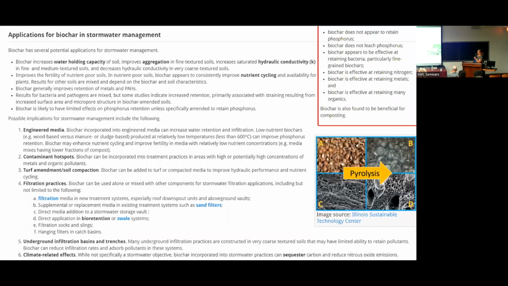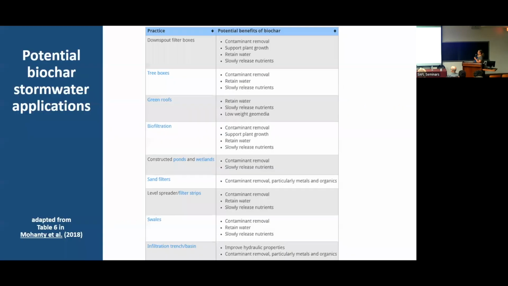I just scrolled down to the applications for biochar in stormwater management. I'm not going to go through all this information. Again, this is based on literature review, lots of science and research from folks in the room and others. And of course, this is a continually evolving resource too, so we always try to incorporate new information when it comes out and we feel comfortable with it. I'm going to continue scrolling down to highlight the table we've put together here regarding specific stormwater practices and how biochar can be used, or the benefits of using biochar in those practices.